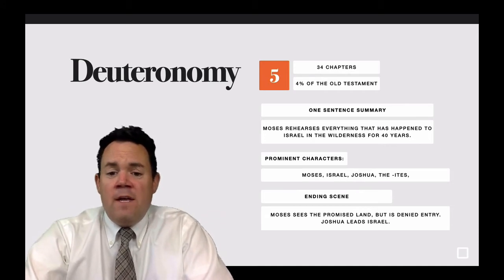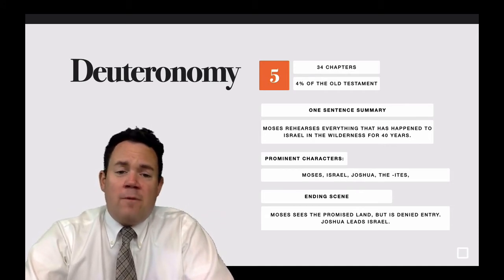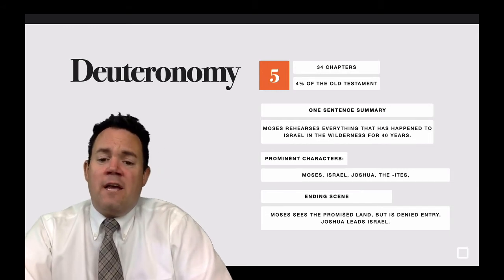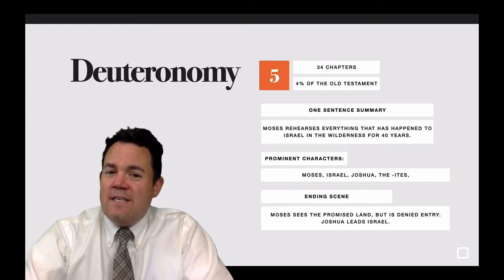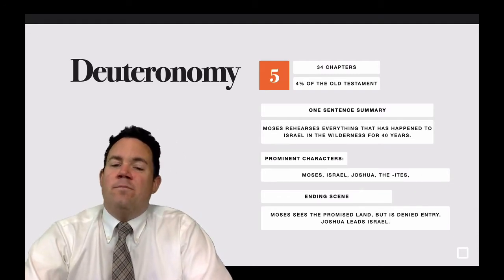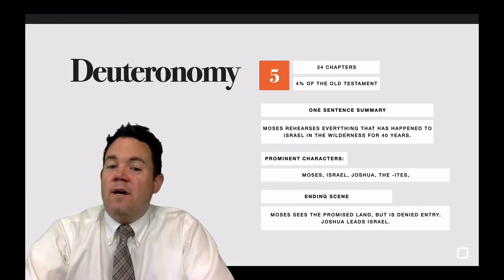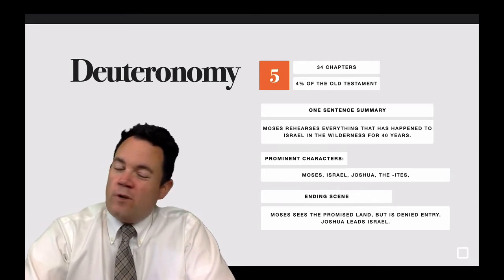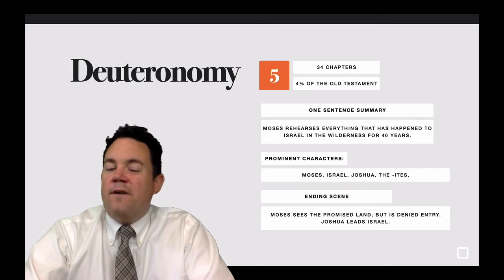The ending scene is they come right up to the promised land. They've conquered the enemies that are halting their path to entering the promised land, but Moses sees it and is not allowed to enter into it, because of something that happened in Numbers chapter 20. So you can go check out Numbers chapter 20 and read all about that story, if you have more questions.